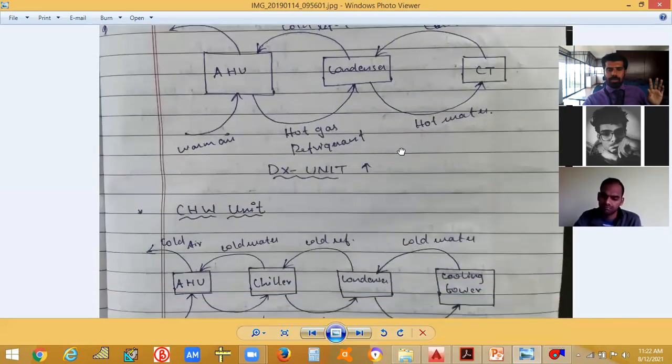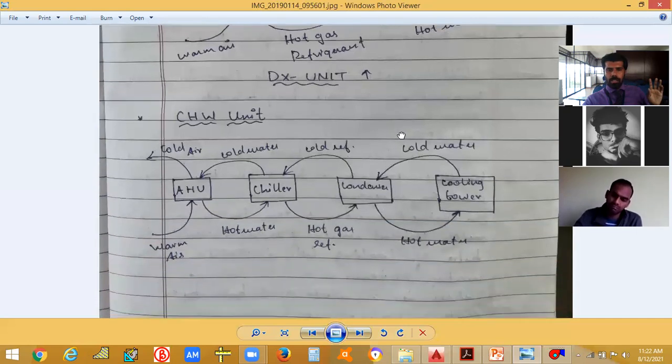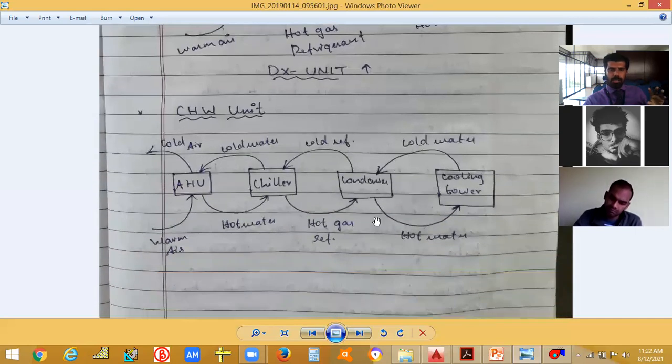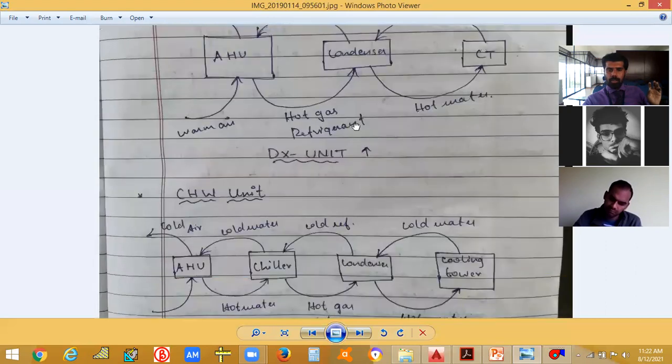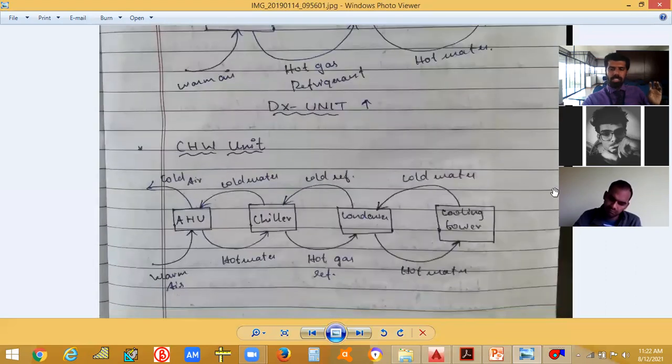When it comes to the chilled water unit, I'll give time to write. An extra thing will be there. A chiller also will be there. Here only a condenser was there. Here what happens, a chiller also is there. So listen carefully what happens here. Warm air will be converted to cold air by the help of chilled water or cold water from the chiller.